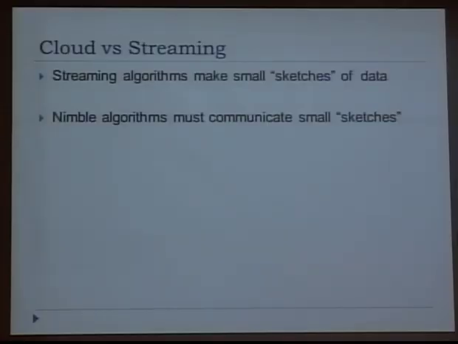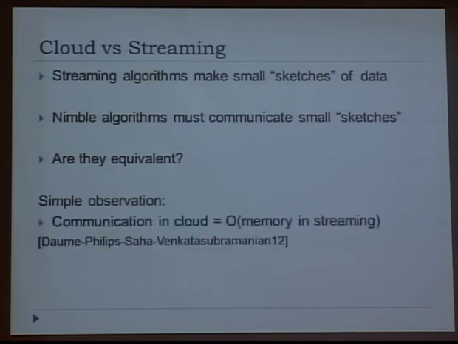Now, nimble algorithms, the ones that must use little communication, must also compute some kind of summary of the data, since they're not sending the whole data. And there's a question: are they equivalent? Can you actually do things more efficiently? You seem to have more power, because each server can do whatever it wants on its data set. It has all of it in memory, on its subset of data. There's a simple observation in a paper by Dom, Phillips, Saha, and Venkatasubramanian that the total communication in the cloud is never more than the order of the memory you use in the streaming model, just because you could pass along the sketches.